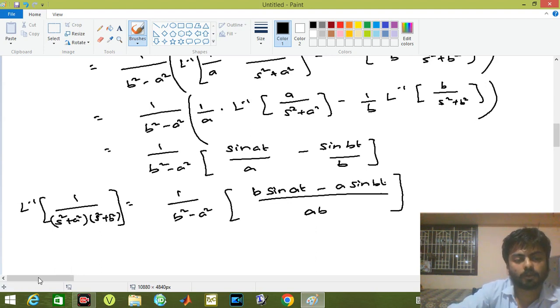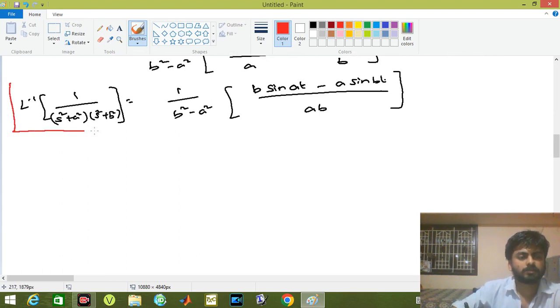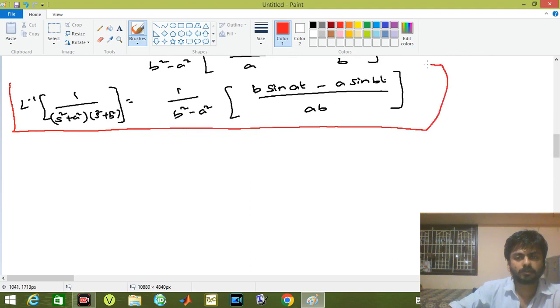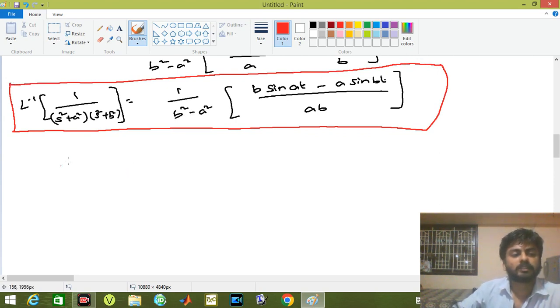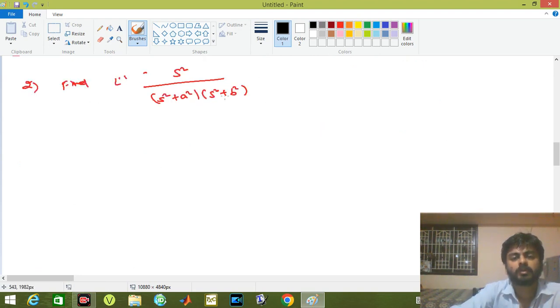So now we are going to our next step. The second problem question is, before taking the second problem question, we should highlight this. Okay, the second problem question is: find L inverse of s square divided by (s square plus a square) into (s square plus b square). So this is our second problem. So how to solve this? So let us do the problem.